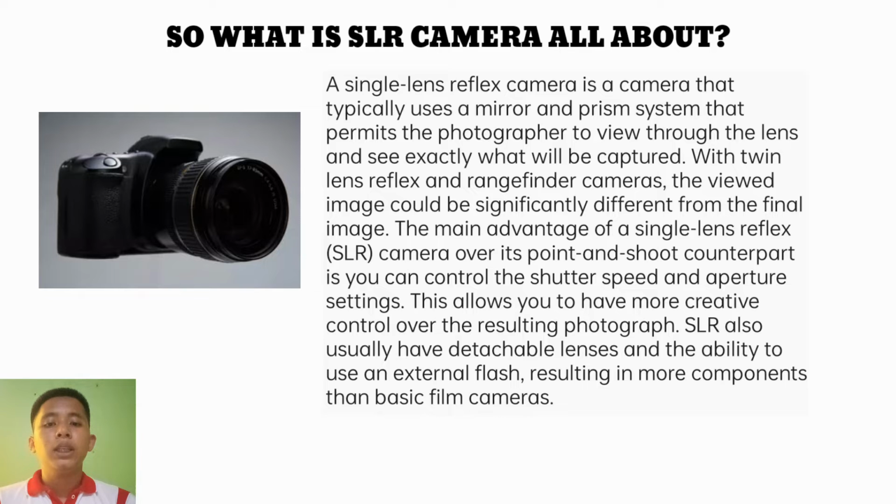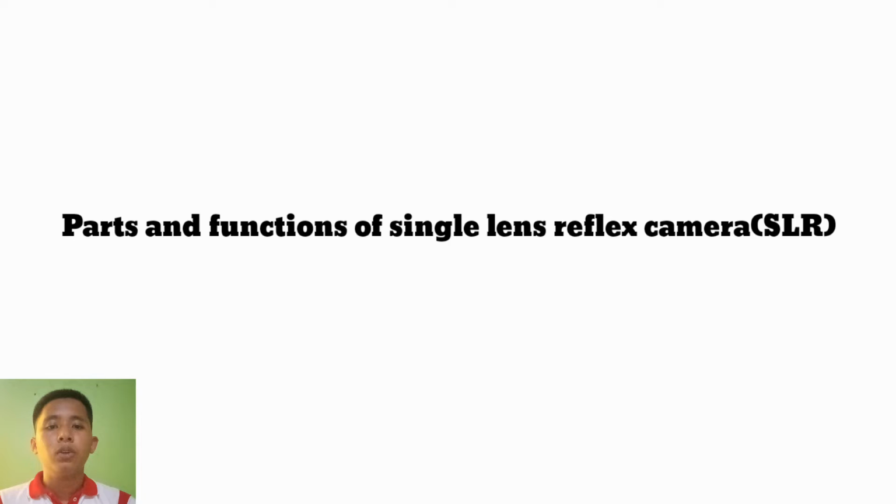The main advantage of a single lens reflex, or SLR, camera over its point and shoot counterpart is you can control the shutter speed and aperture settings. This allows you to have more creative control over the resulting photograph. SLRs also usually have detachable lenses and the ability to use an external flash, resulting in more components than basic film cameras. Parts and function of a single lens reflex camera.